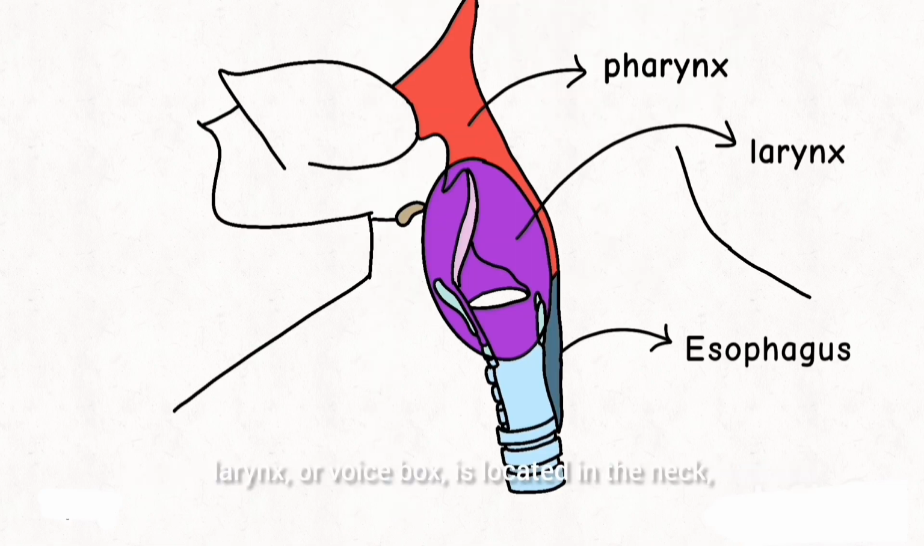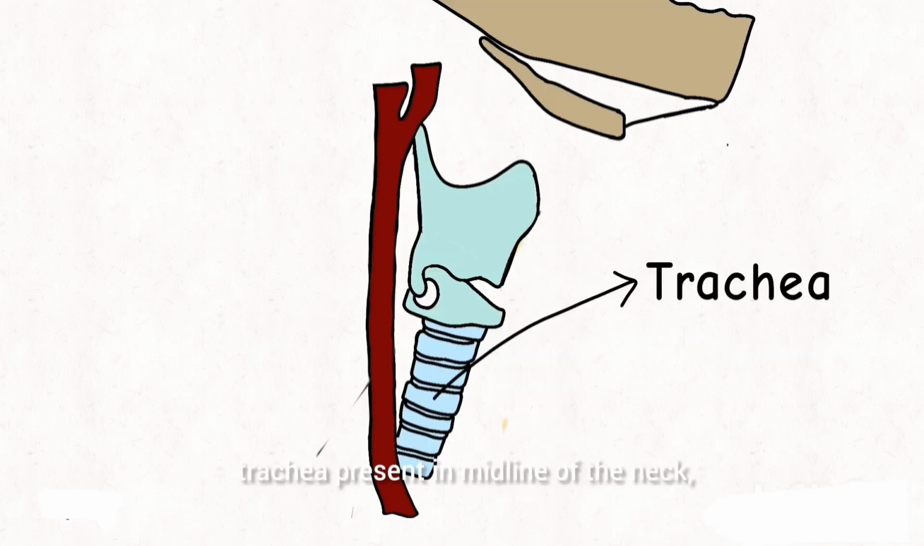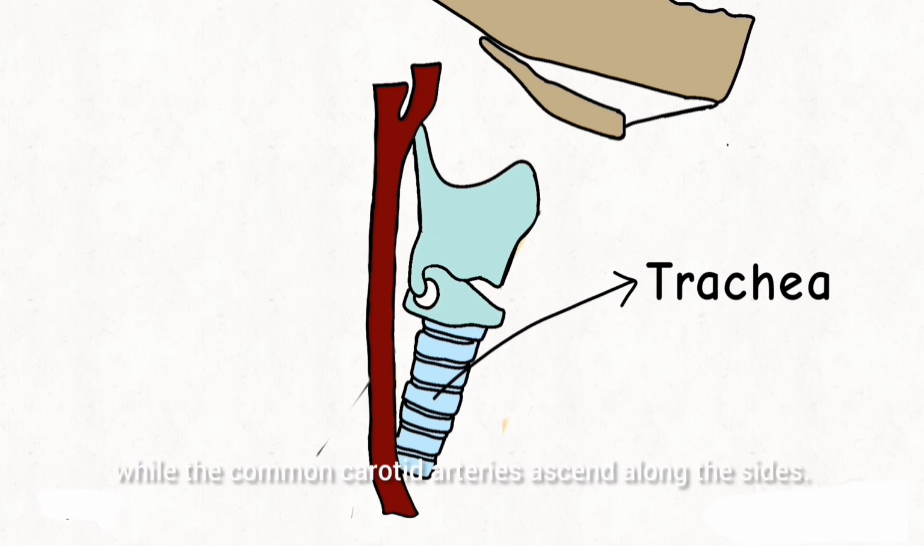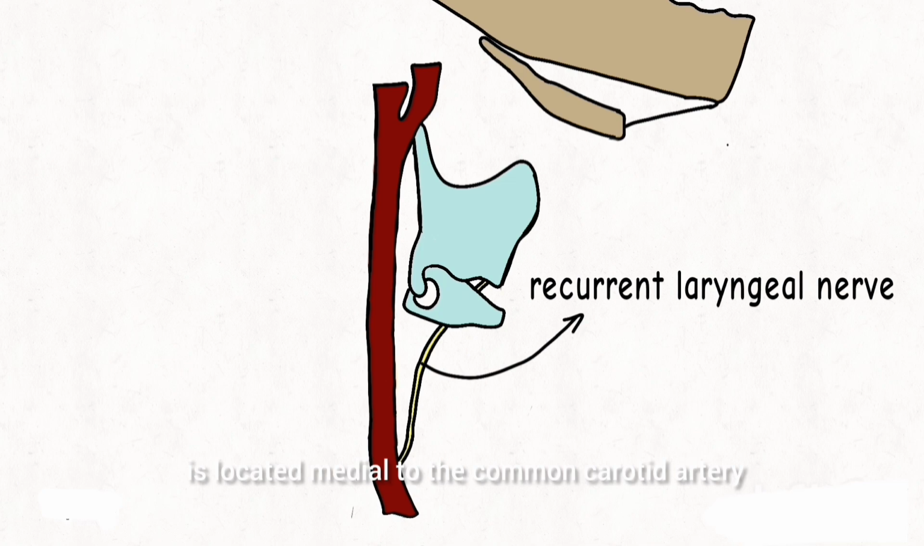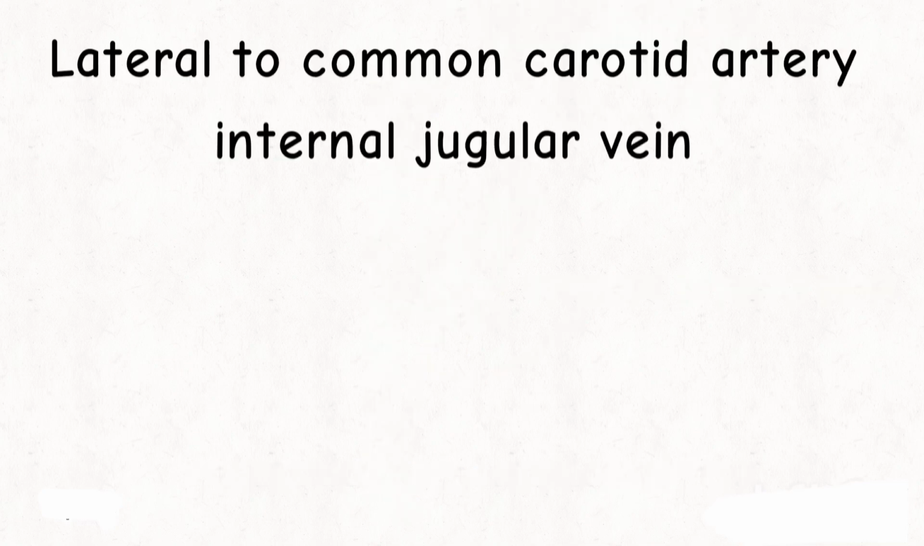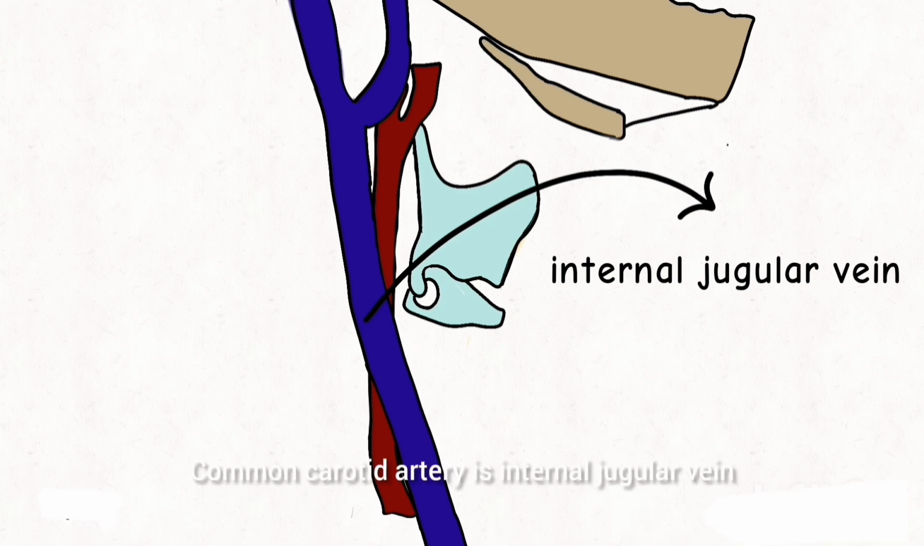Larynx, or voice box, is located in the neck, anterior to the esophagus, superior to the trachea, and medial to the common carotid artery. Esophagus is located medially, trachea is present in the midline of the neck, while the common carotid arteries ascend along the sides. Recurrent laryngeal nerve is located medial to the common carotid artery. Lateral to the common carotid artery is the internal jugular vein.